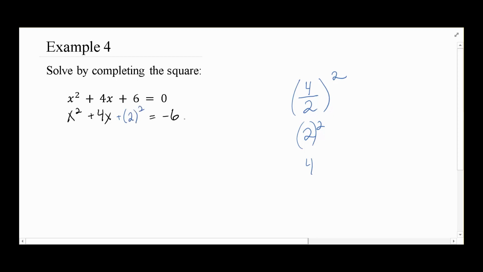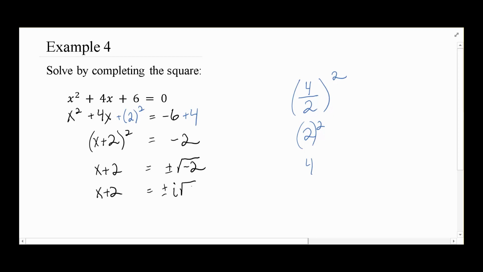So we're going to add 2 squared or 4 to each side so that our factored form is nice and easy, x plus 2 squared. Negative 6 plus 4 is negative 2. Now we use the square root property by saying I can take the positive and negative square root of both sides. And I am taking the square root of a negative. So this gives me i root 2.